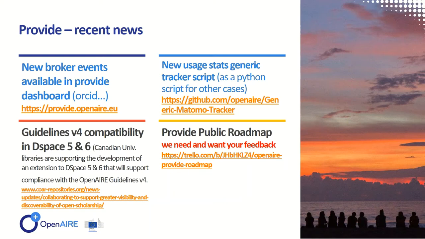By February next year, so by February 2020, we hope to have the needed developments in order to comply, for those that have repositories, DSpace repositories in version 6 or 7 or 5. So you will be able to easily comply with the guidelines. These are the three main pieces of information.